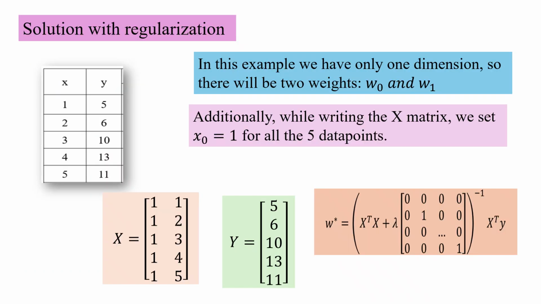So now the solution. We have this X and Y. Again, we have solved this example previously. We write X in this manner because this column is X0. This column belongs to the 0th dimension, or the dimension corresponding to the bias weight W0. This is our X, and we have this Y, and this is the solution we want to find with regularization.